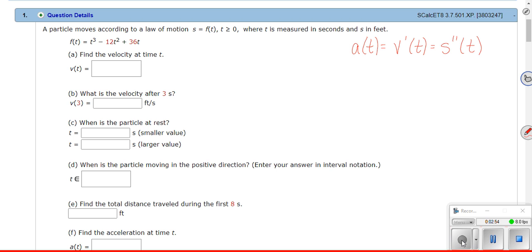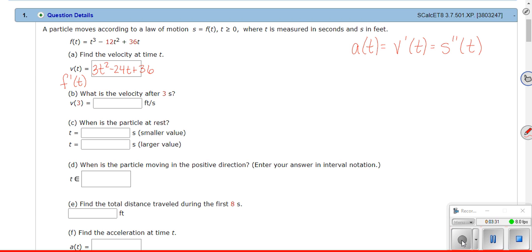So velocity is the same thing as f prime of t. You are finding the derivative there. In this case, that is going to be 3t squared minus 24t plus 36. Obviously, I can't get it all to fit in the box there, but that is your derivative, and that's velocity. Velocity is the first derivative. Acceleration is the second derivative.